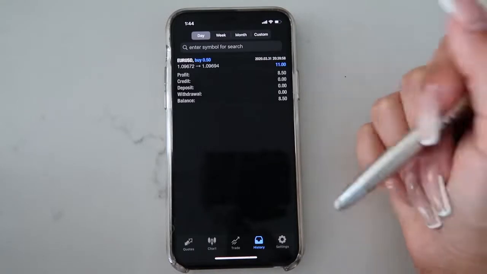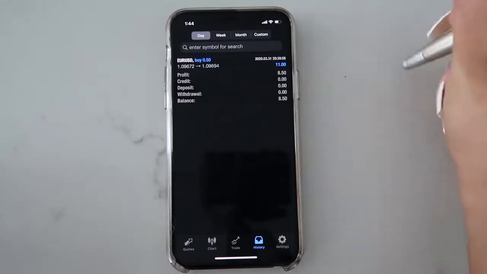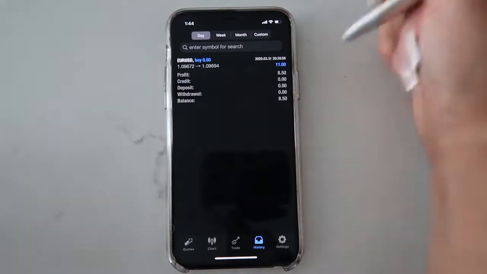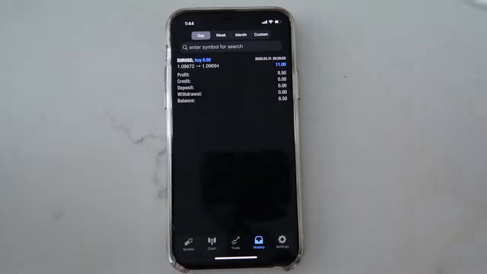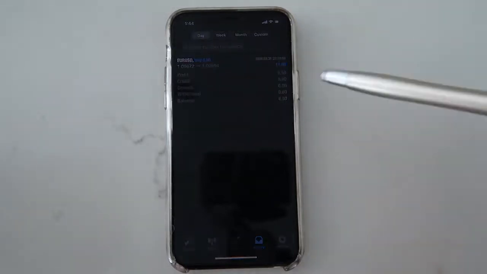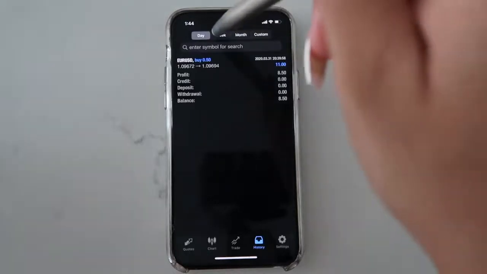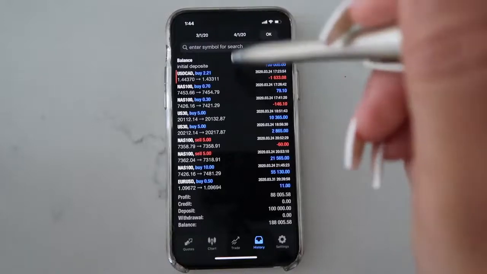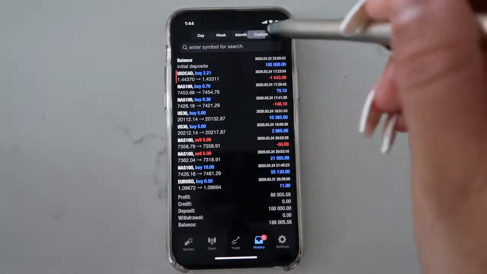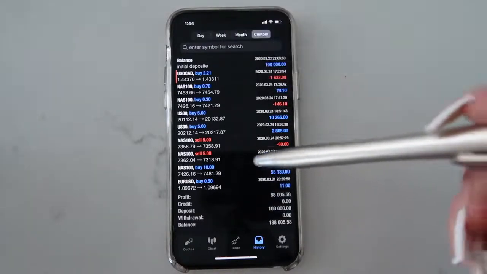I want you to get a strategy down, have a real understanding of how MetaTrader 4 works, but not only that, understand how to read the market before you go in with live money. You're going to save yourself a lot of money in the long run. So here up top you have your week, month, and custom, so you can look at data of your winning and losing trades.